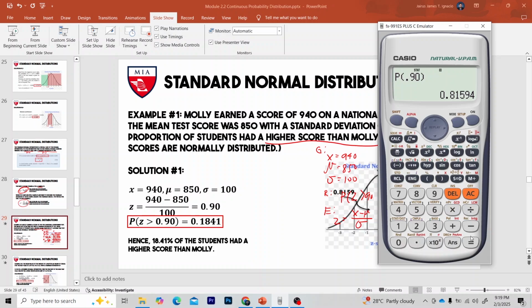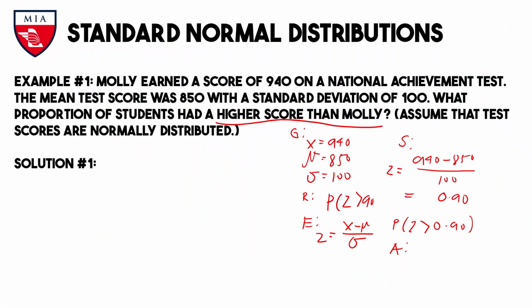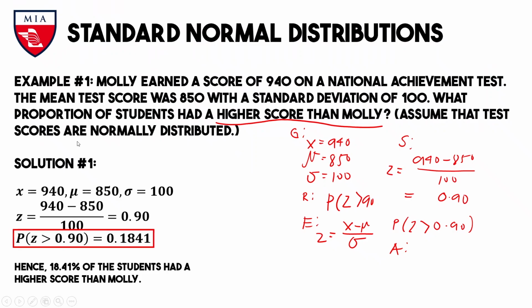So if we have 0.81594, let's store it in a. The value 0.81594 is stored in a, so we need to subtract it from 1. So I have 1 minus the value stored in a. So we have 0.18406, or in simple terms, 0.1841. Hence, 18.41% of students had a higher score than Molly.